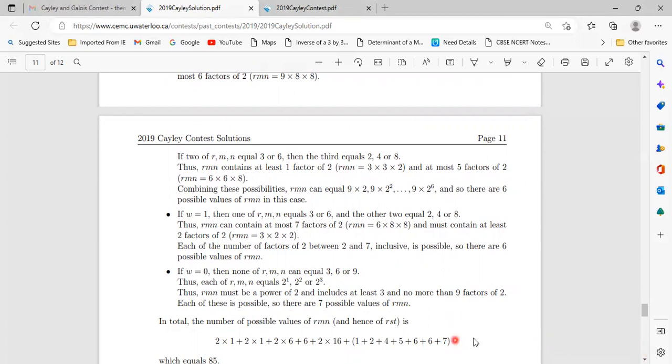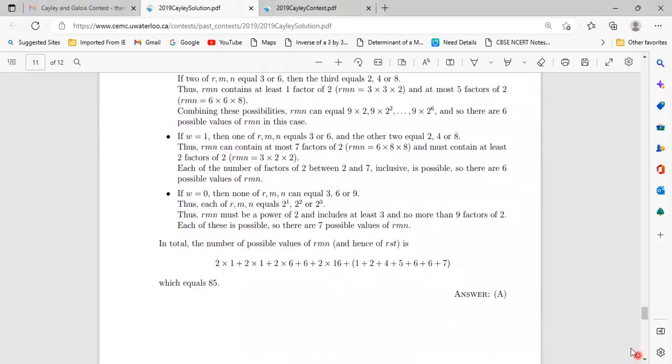And then they use the same thing for all of them. They're just dividing. At last, you are just adding all the number of possible values of RMN from the beginning.